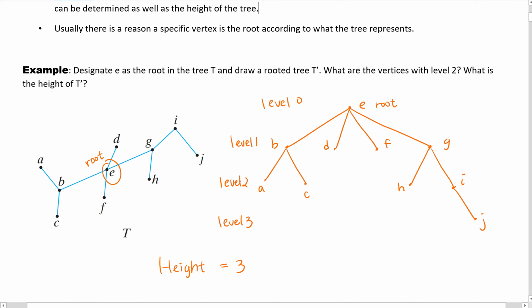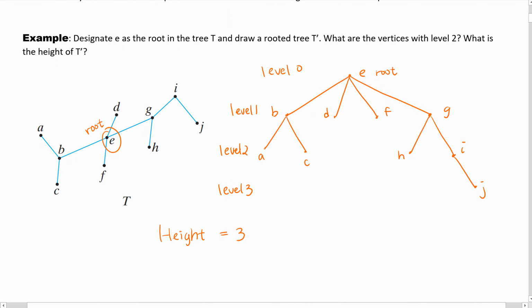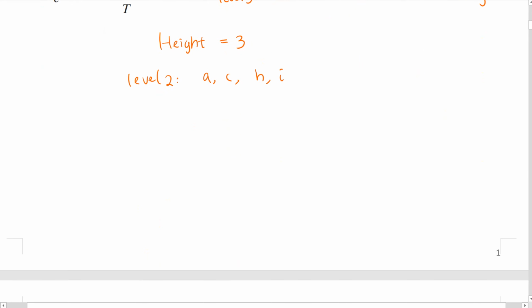So what are the vertices with level 2? Level 2 has A, C, H, I. So far, so good, everybody? Alright, let's go to the next example.